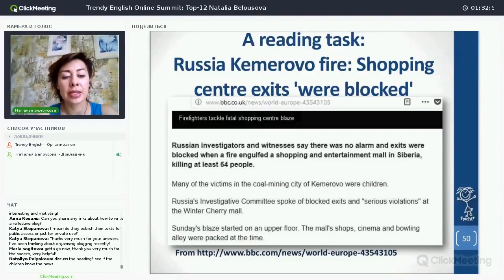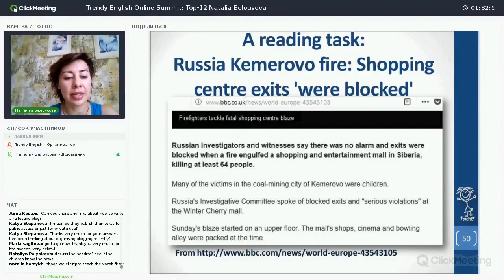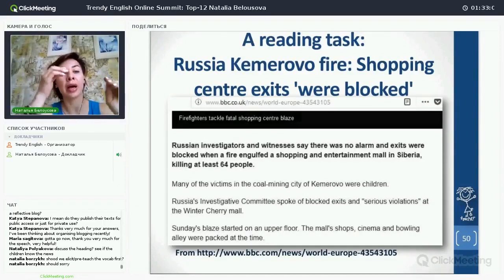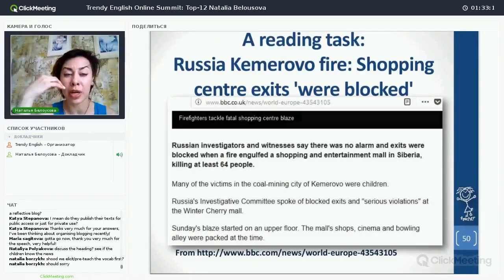Natalia is suggesting discussing the heading, see if the children know the news. Let's pre-teach some vocab first. I agree about the headline because, again, our children don't live in a vacuum, so it's always good to find out what they already know about the tragedy before reading the text.